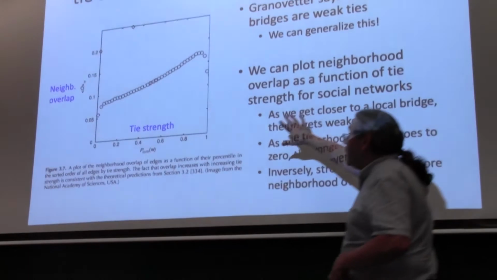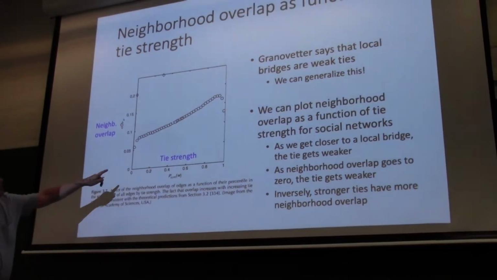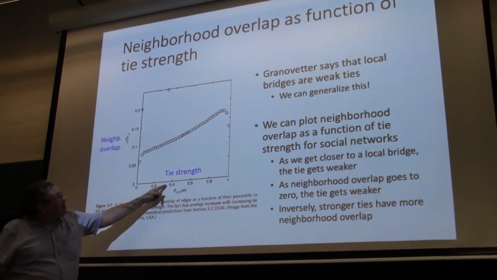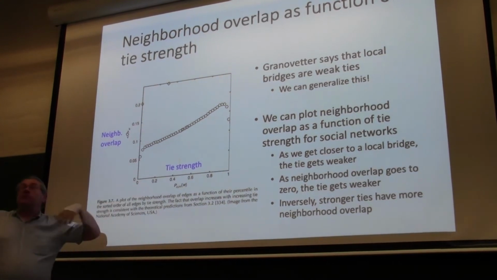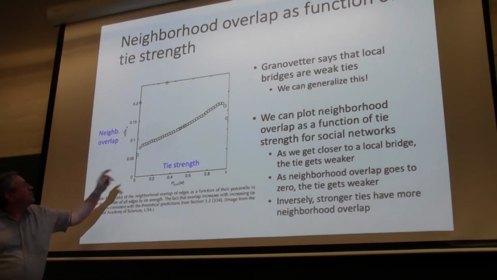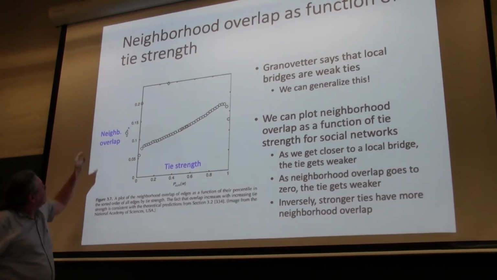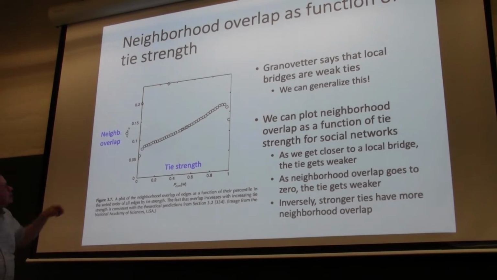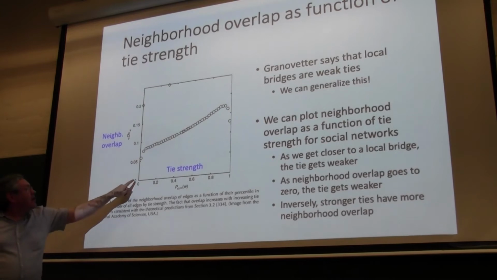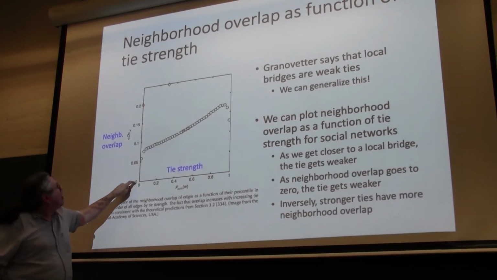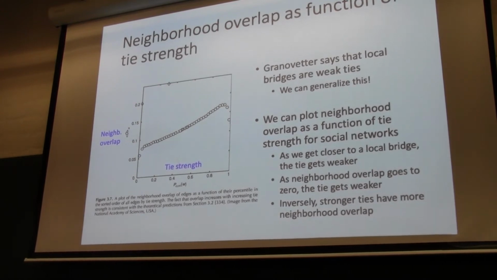So this is some social network, some network in some article. Here you have the strength. Here you have very close friends, and on the left they almost don't know each other. And on the vertical you have the neighborhood overlap. So the lower it gets, the closer it is to a local bridge. Here it's a local bridge, 0, and up there it's the opposite. They have a lot of friends in common.